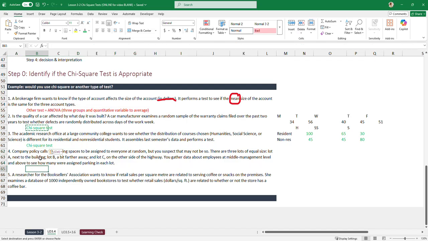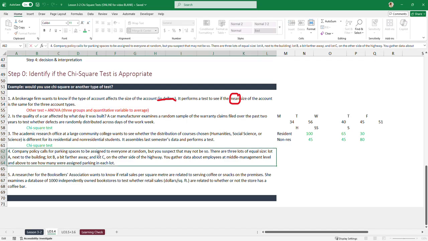Number 4 says company policy calls for parking spaces to be assigned to everyone at random, but you suspect that might not be so. There are 3 lots of equal size, lot A, which is right next to the building, lot B a bit farther, and lot C on the other side of the highway. You gather data about employees at middle management level and above to see how many were assigned in each parking lot.